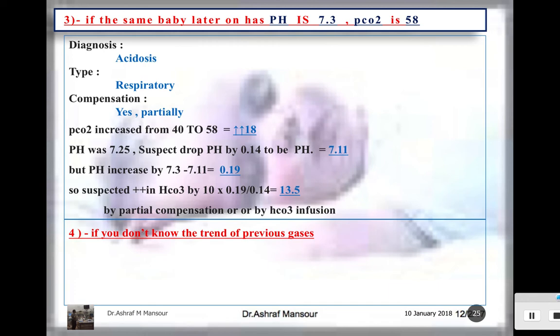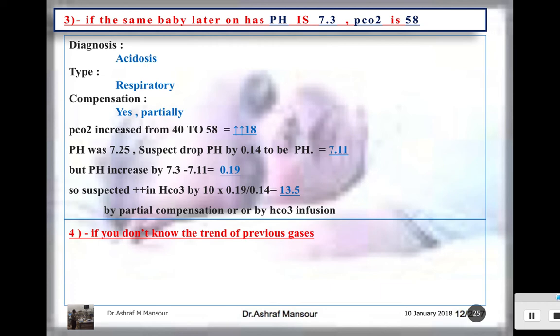So this 0.19 reflects an increase in the level of bicarb, and if we make the calculation, every 10 will affect by 0.14, we will find here that the expected bicarb increase is 13.5. So the bicarb, which was 19, here will be around 32. So there is partial compensation by bicarb, or the baby is given an IV infusion of bicarb, which we are not recommending.